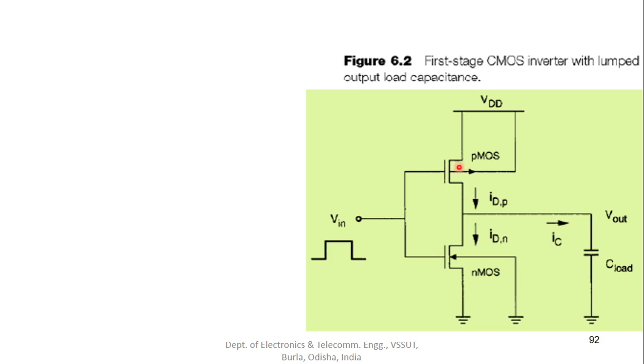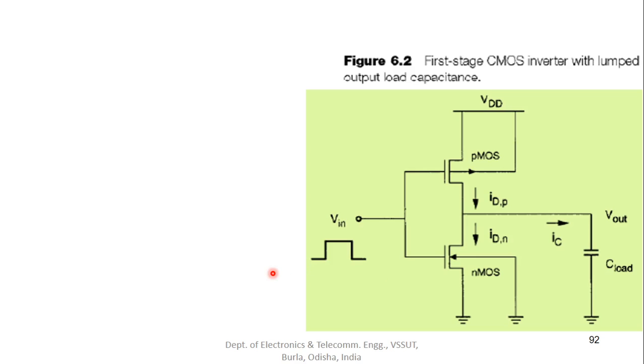Remember, this is a PMOS, this is an NMOS, and both of the gates are connected to a single common input, and the common drain is connected to the output terminal. All the capacitances are lumped into one single load capacitance here at the output terminal. The source of the PMOS is connected to the power supply, and the source of the NMOS is connected to ground. Remember that by default the body of the NMOS will be connected to ground and the body of the PMOS will be connected to the power supply, unless otherwise stated.